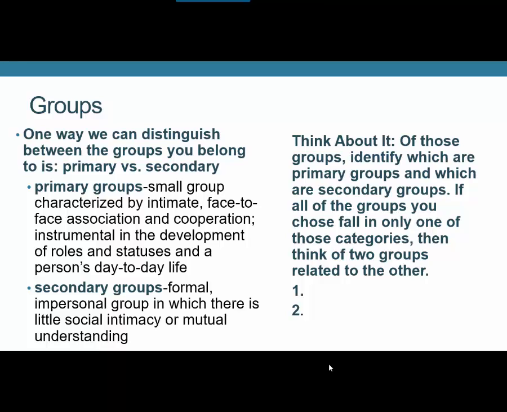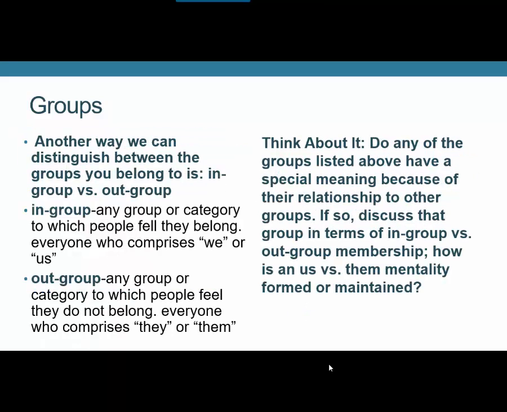Now, in addition to primary and secondary, another way we distinguish between groups you belong to is in-group and out-group. An in-group is any group or category to which you feel like you belong. They are the we or the us. And an out-group is a category to which you don't belong. They are the they or the them. Now, these groups exist in relationship to one another. In order for there to be an in-group, there must be an out-group that you are comparing your group against, that you're setting your group apart from. And this is important because not all groups necessarily have an out-group.